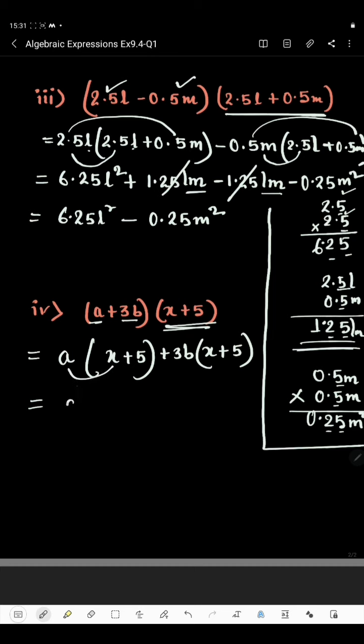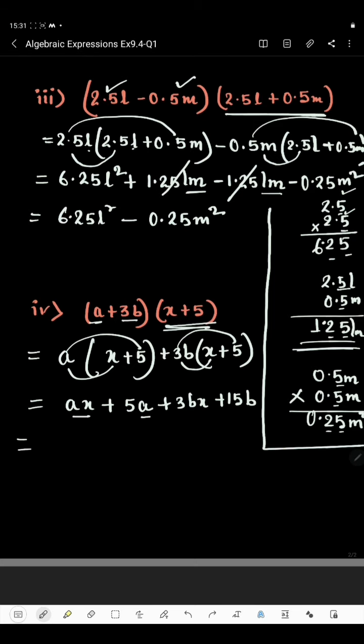Now a into x, ax, plus 5 into a is 5a, plus 3b into x is 3bx, plus 3b into 5 is 3 5s are 15 and 1 b is there, so it's 15b. Okay, now here the ax term is present, here a, here bx and here b. So all are unlike terms here, so we cannot simplify further. So the answer of the fourth part will be ax plus 5a plus 3bx plus 15b.